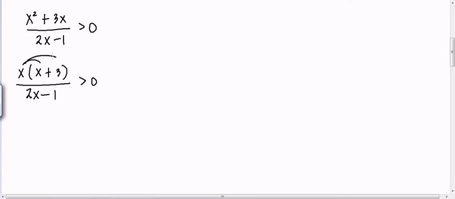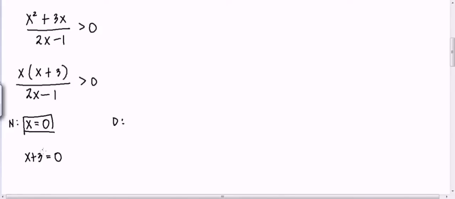So, pagka binalik mo to, dapat babalik siya dito. So, x times x is x squared. And then, x times 3 is 3x. So, parehas lang yan. Finactor out natin. So, now we will get the value of the zeros sa numerator and then sa denominator. So, kung squared siya, ibig sabihin may dalawang roots yan. Okay? Dalawang zeros. So, yung una, x. Yung pangalawa, x plus 3. Ayan, silang dalawa. Okay? So, yung x, equate natin sa 0. Si x plus 3, equate din sa 0.